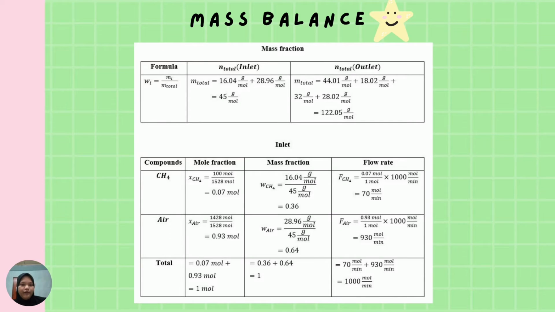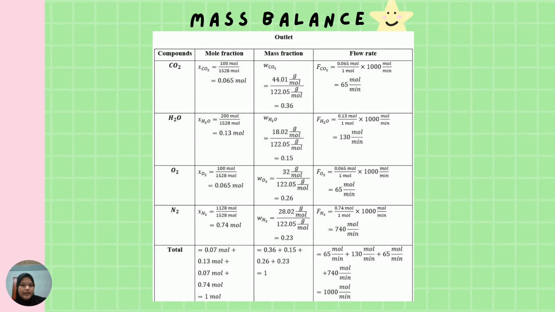Next, I calculate the mass fractions of the inlet and outlet. And next, I find the mole fractions, mass fractions, and flow rate for each compound in the inlets, like methane and air. The next step is I find the mass fraction, mole fraction, and flow rate of each compound in the outlet streams, like carbon dioxide, water, oxygen, and nitrogen. So this is the value.